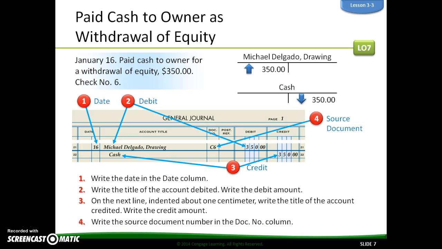Now, if you had any confusion over why we would debit the draw account for Michael Delgado in this situation, I would encourage you to look back in your book on page 47 and the chart where we're noticing that Michael Delgado draw account really looks like a sub-T account of owner's equity.